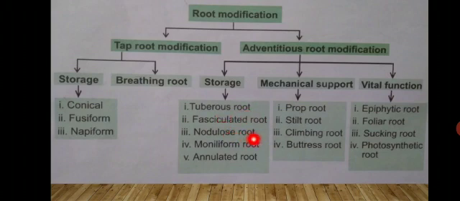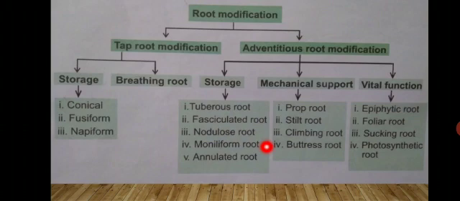In nodulous root, there are irregular swellings. For example, Curcuma longa, turmeric, and Curcuma amada, mango ginger, which in Tamil we say ma inji. Then the next one is moniliform root. Moniliform roots are otherwise called beaded roots. They look like a bead-like structure. For example, Vitis, which is grapes.